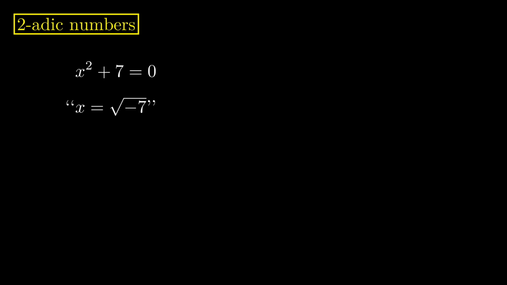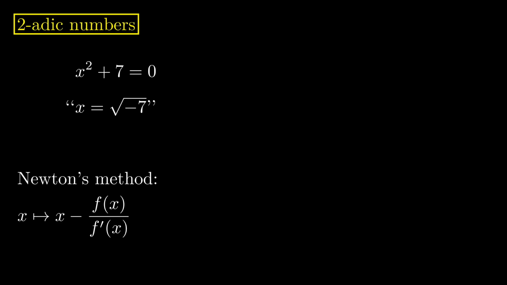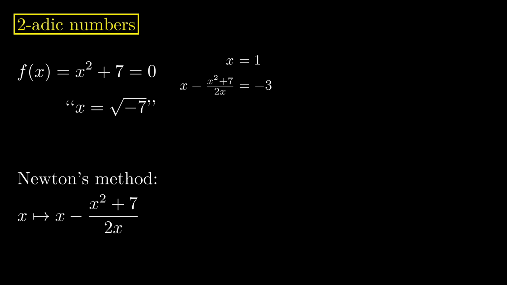But it turns out that they do, and we can compute approximations to a square root of -7 just like we might compute approximations to solutions of an equation in the real numbers, using Newton's method. We set up the function that takes x to x minus f of x over the derivative of f of x, where f of x is x squared plus 7. Then we pick a starting value for x and iterate. For example, we might choose x to be 1. Then the function outputs -3. Then we plug in -3, and the function outputs -1/3. Then we plug in -1/3, the function outputs 31/3, and so on.